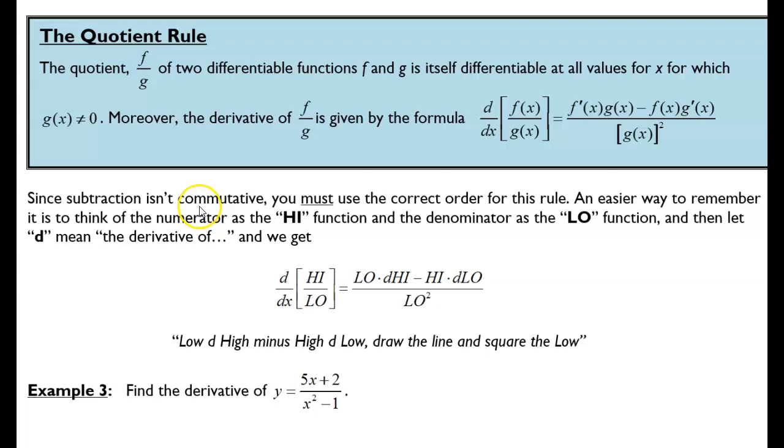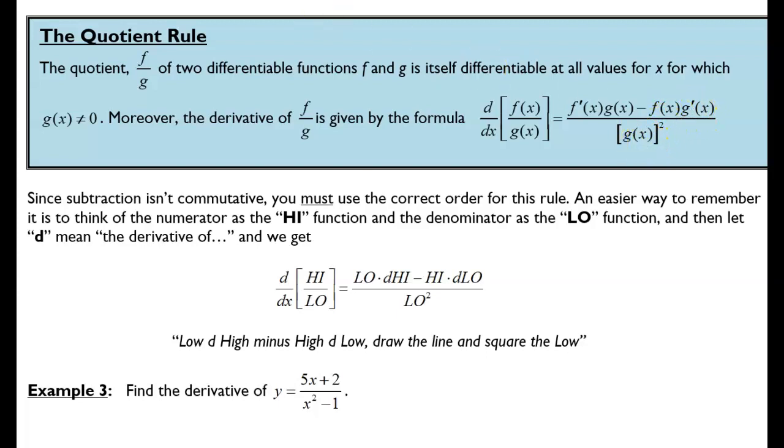Now onto the quotient rule. So the quotient rule is a little bit easier to spot because it will be a rational function, so you'll see it as a fraction. So when we take the derivative of f over g, we get f prime times g minus f times g prime all over g squared.